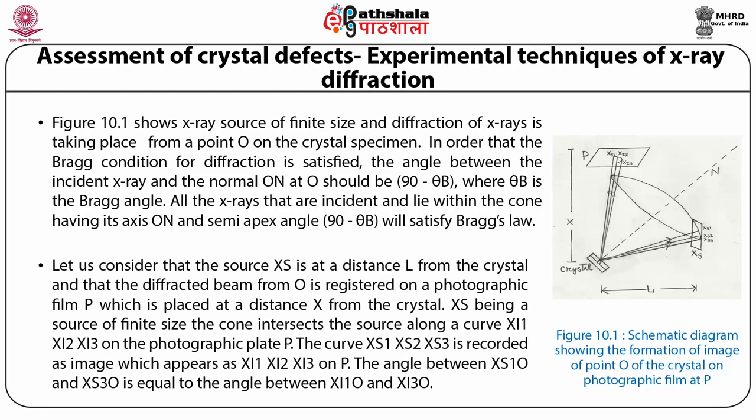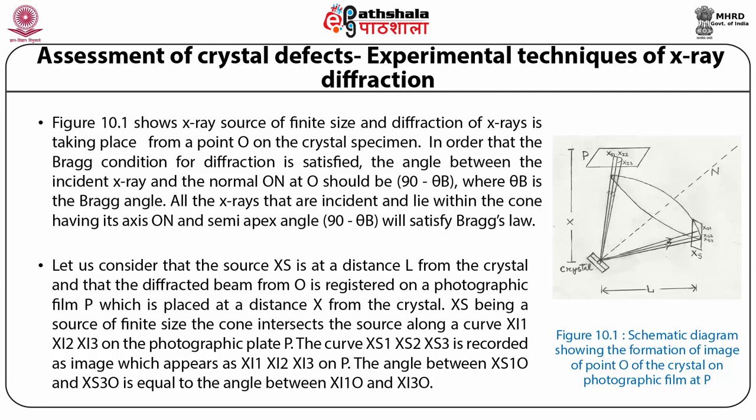Let us consider that the source XS is at a distance capital L from the crystal and that the diffracted beam from O is registered on a photographic film PP, which is placed at a distance x from the crystal. XS being a source of finite size, the cone intersects the source along a curve XS1, XS2, XS3. The curve XS1, XS2, XS3 is recorded as an image which appears as XI1, XI2, XI3 on P.